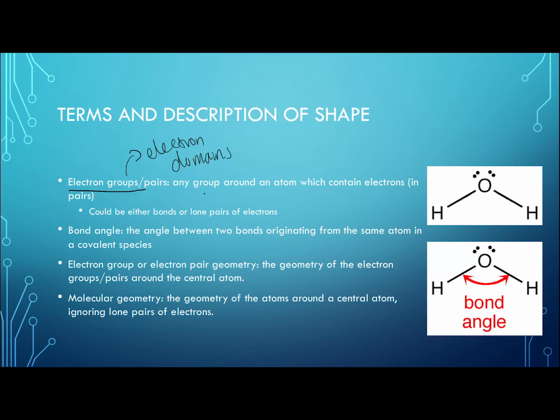And these are grouped around the atom which contains electrons in pairs. So that could be any type of bond or a lone pair of electrons. Either one would be considered an electron group or electron domain. So if we have a single bond, we have one electron domain. If we have a double bond, we have one electron domain. If we have a triple bond, we have one electron domain. If we have a lone pair of electrons, we have one electron domain.